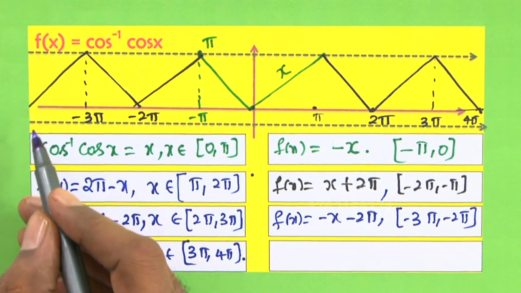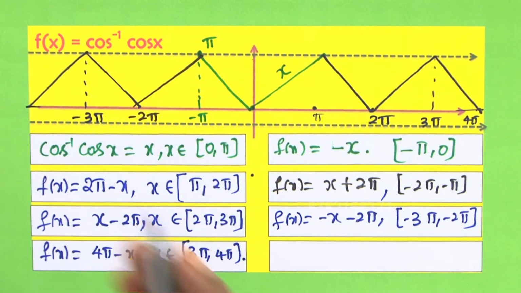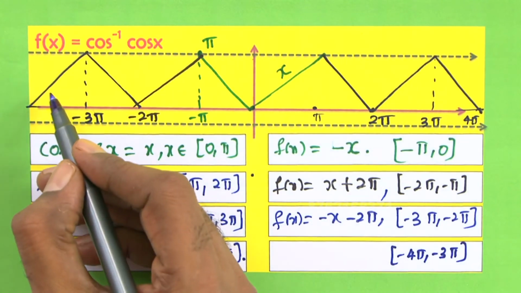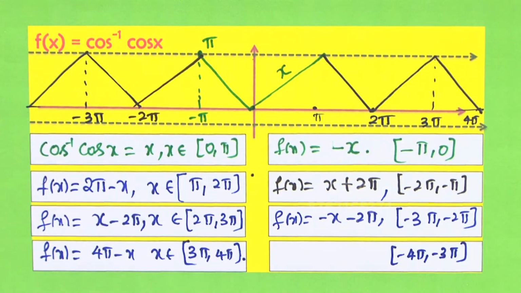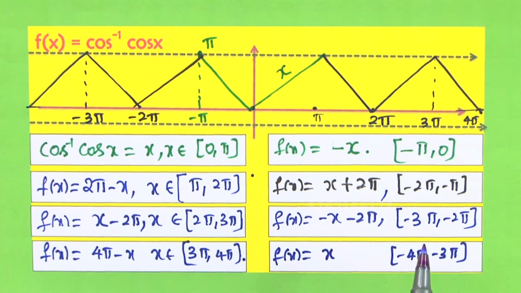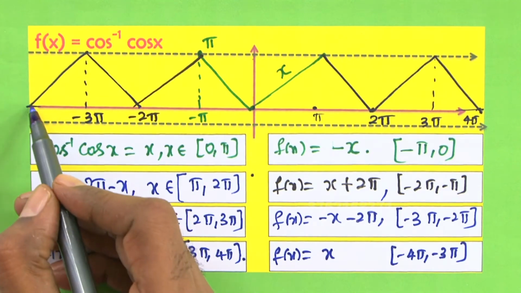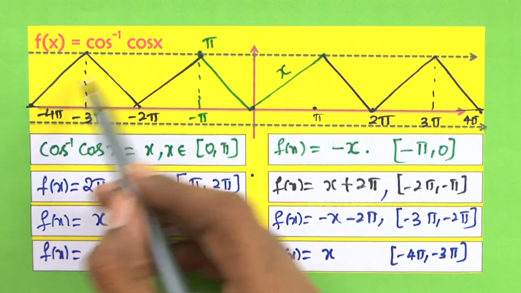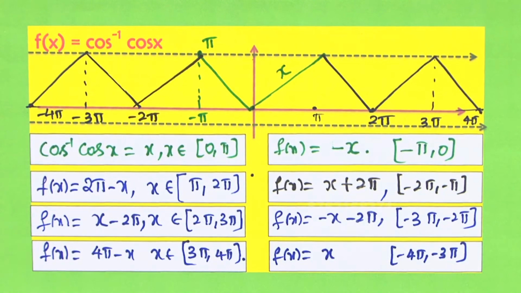So now this should be the line if x belongs to minus 4 pi to minus 3 pi. What is the slope of the line? Slope of the line is 1. f of x is x plus or x minus. As this point is minus 4 pi, the point where this line meets the y-axis should be plus 4 pi. So therefore it is x plus 4 pi.